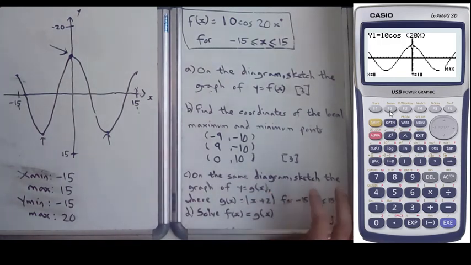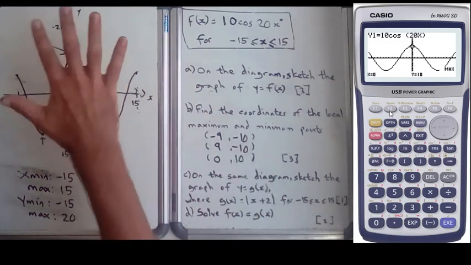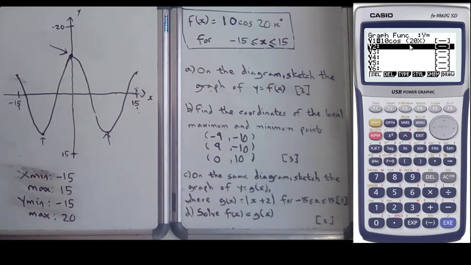Part C, on the same diagram, sketch the graph of y equals g of x, where g of x equals the absolute value of x plus 2 for -15 ≤ x ≤ 15. So this is exactly the same domain as we had up here. We want the same diagram, so we need to put it over here. And I'm just going to go back to the calculator, and I'm going to put this new function in without removing the old one. So I'm going to press exit, and I'm going to go into y2 because I want them both on the same graph. I want them both on my calculator screen as well. And if you just look at part D, I'm going to be using both lines anyway.